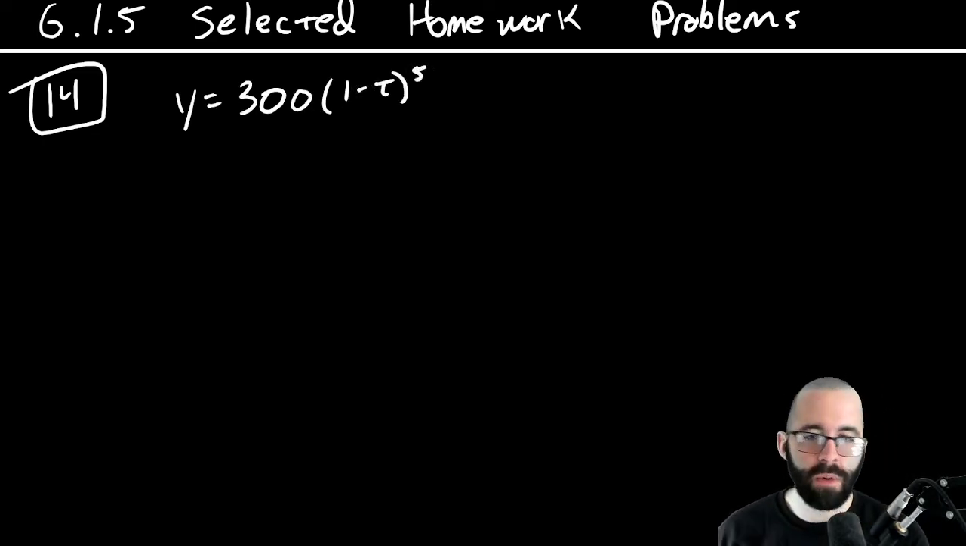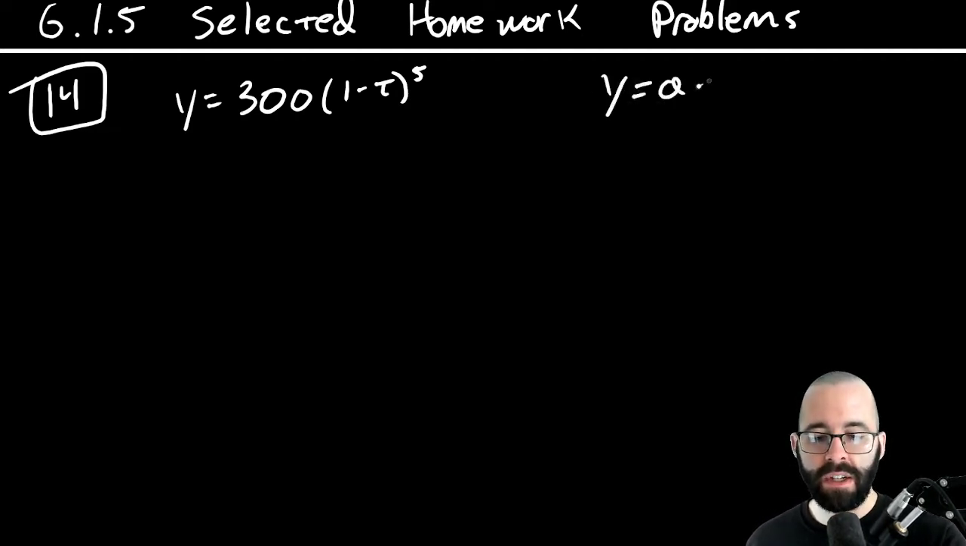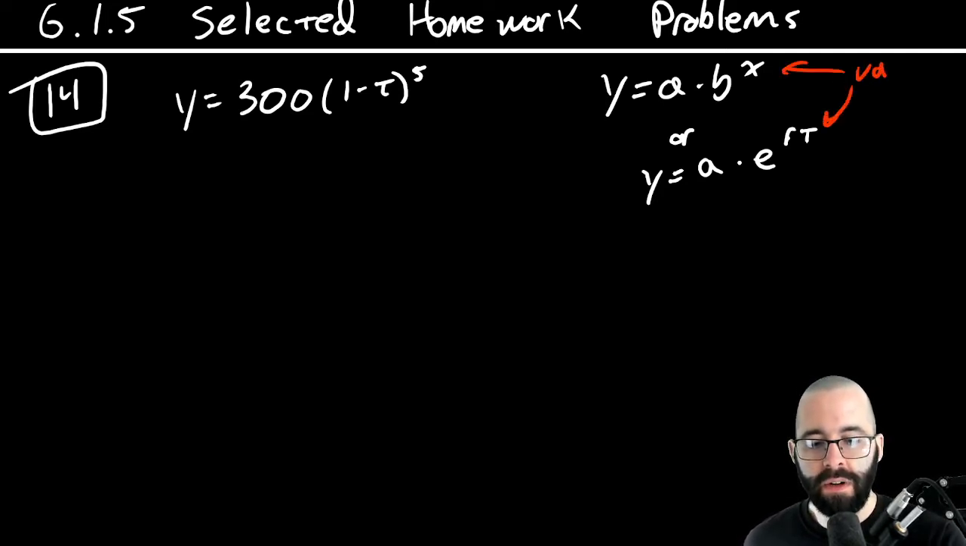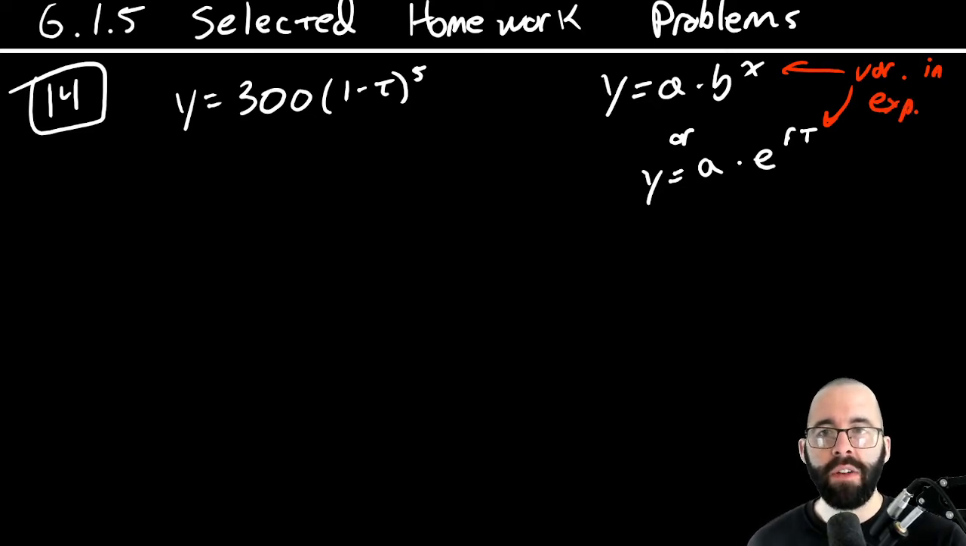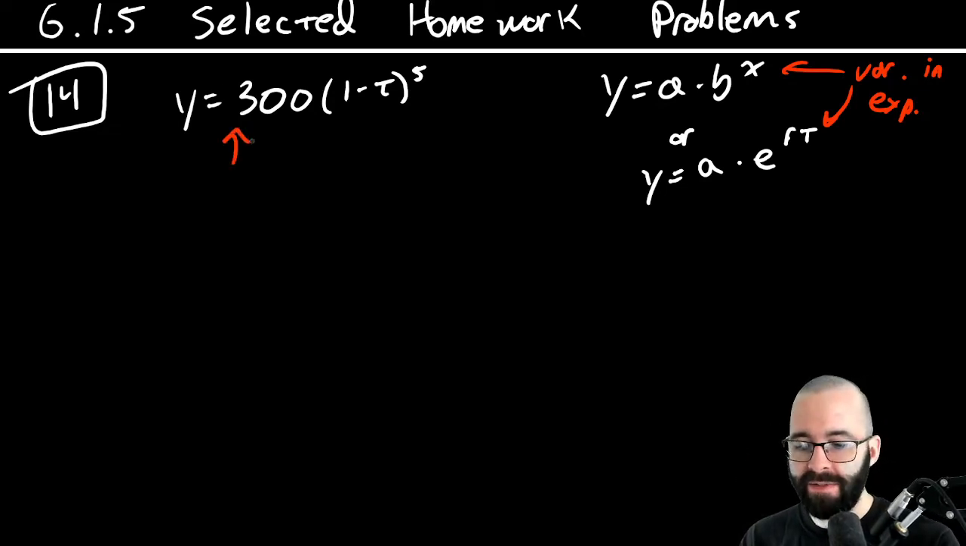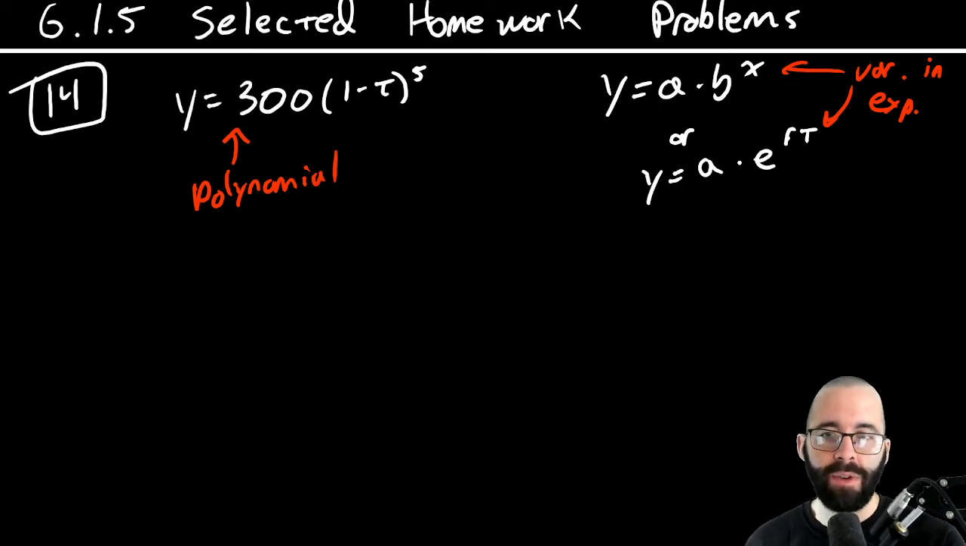This is not exponential growth or decay. Remember, exponential growth or decay is in this form or this form. This is in neither form, right? Our variable has to be in the exponent, otherwise it's not an exponential equation. Right? Variable in exponent. This is a polynomial, right? It has a 0 at t equals 1, multiplicity 5. Tie everything in together, right? This is a polynomial. It's not exponential growth or decay.